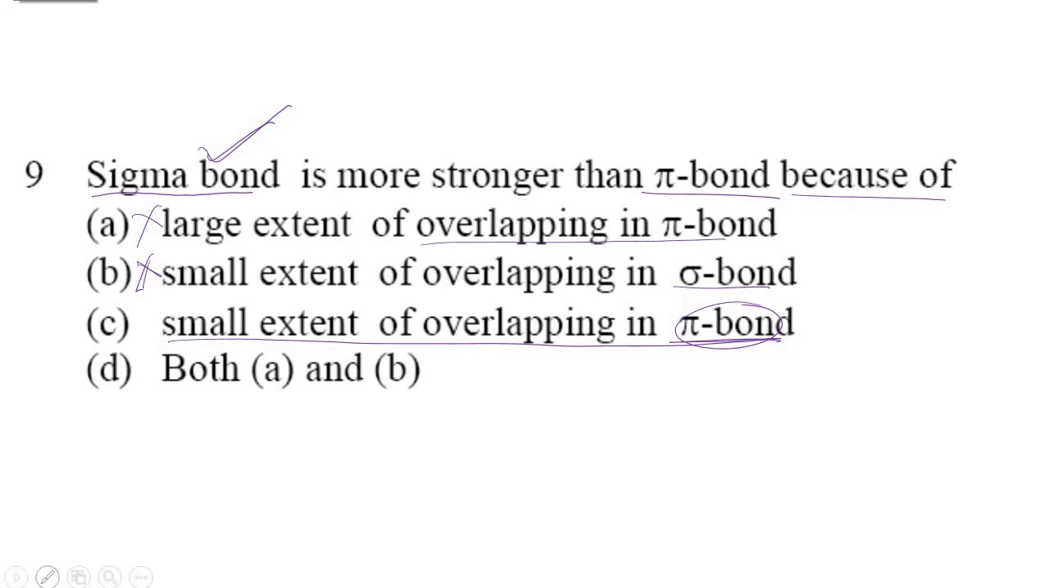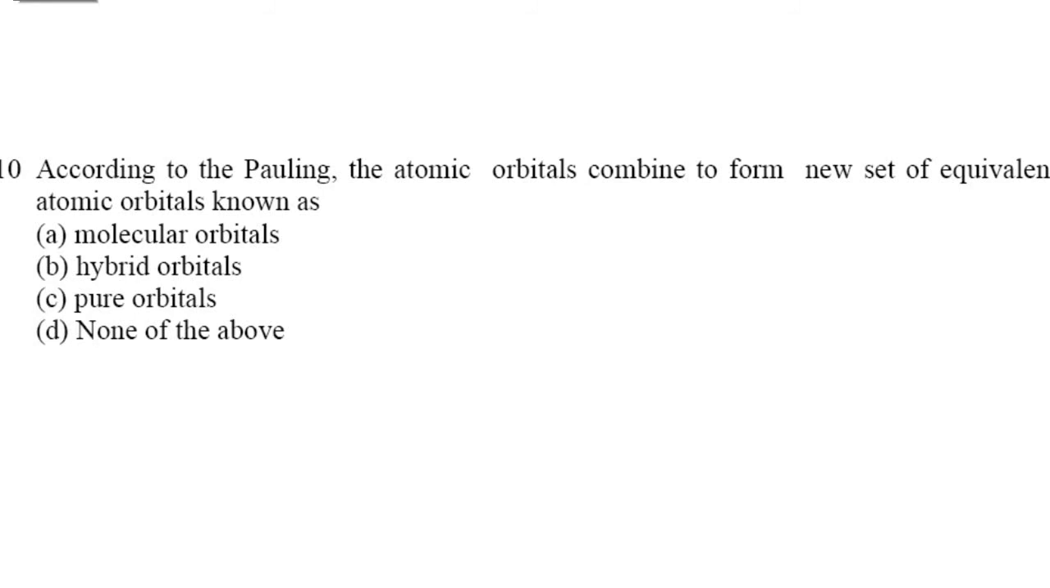Now let's go to the next question. According to Pauling, the atomic orbitals combine to form a new set of equivalent atomic orbitals. Atomic orbitals combine. Why do they combine? In order to form a molecule. What happens? Hybridization takes place to give a new set of equivalent atomic orbitals, which are nothing but called hybrid orbitals, right?